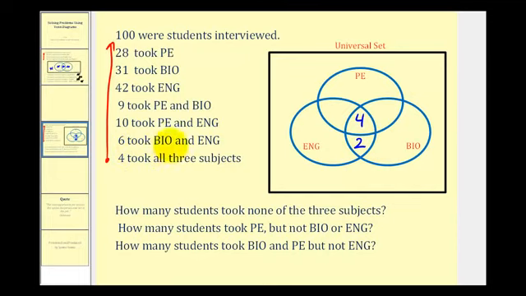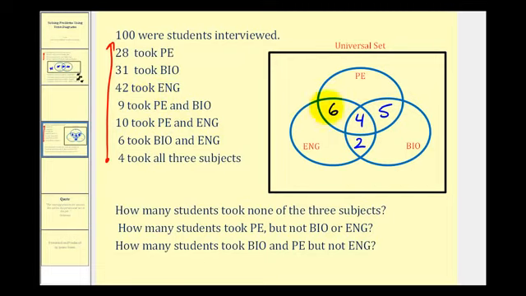So when it says 6 took biology and English, we also have to include the students that are taking all three subjects. So if 10 took PE and English, that would be in this region here. Again, 4 of the 10 are in this region, so we have 6 to make up a total of 10 taking PE and English. And then 9 took PE and biology, so for this region here, 4 of the 9 are already accounted for, leaving 5 in this region here that are taking only PE and biology. Again, notice 9 total are taking PE and biology as stated.